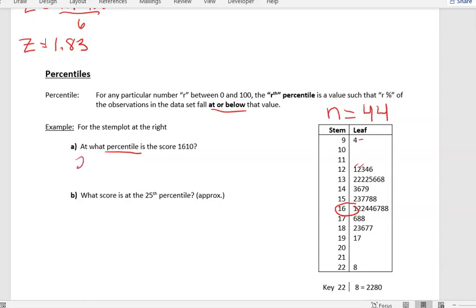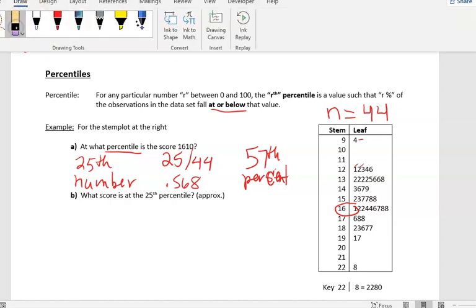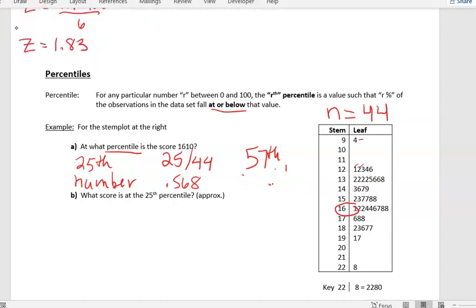I would find that 1610 is actually the 25th number. Now remember, that's not the 25th percentile. It's just the 25th number. So it's the 25th number out of 44 numbers. That is 0.568, etc. So we would say this is at the 57th percentile. The idea is that 1610 is at the 57th percentile.